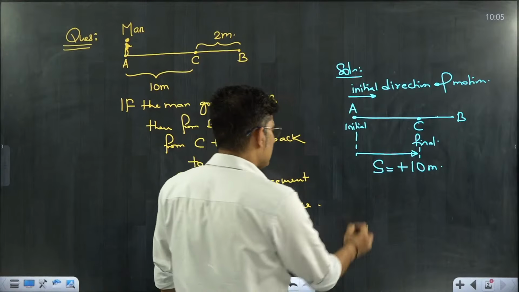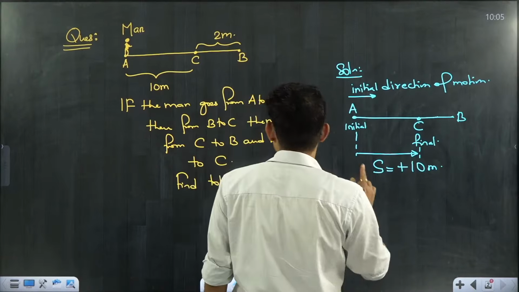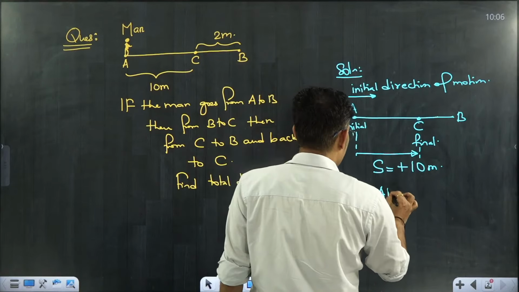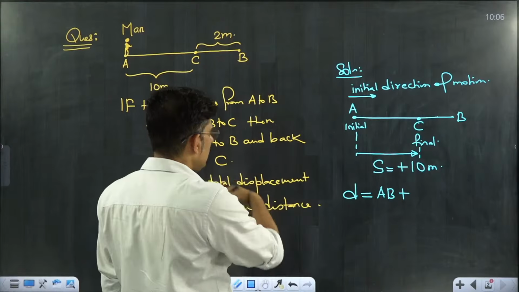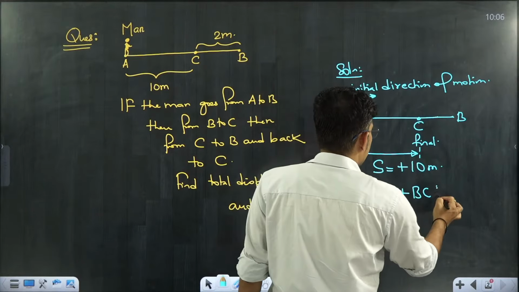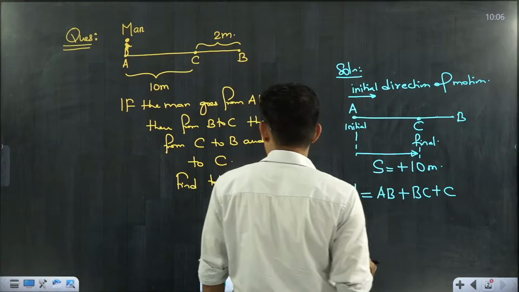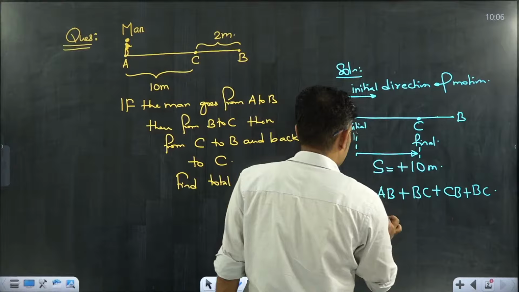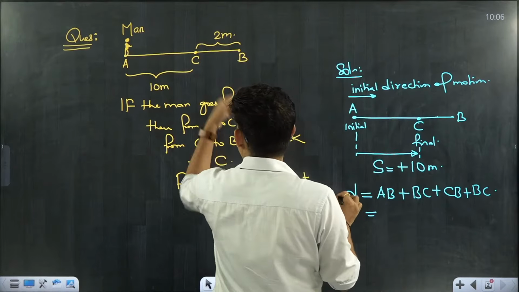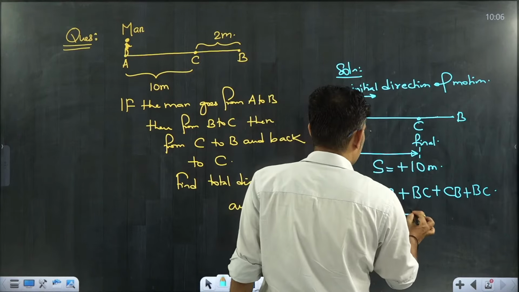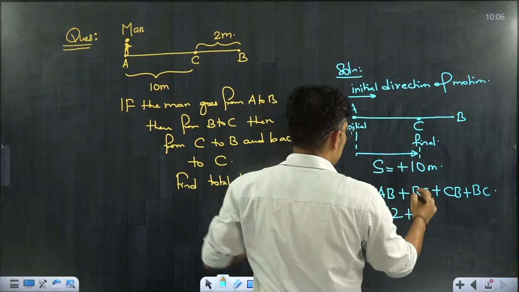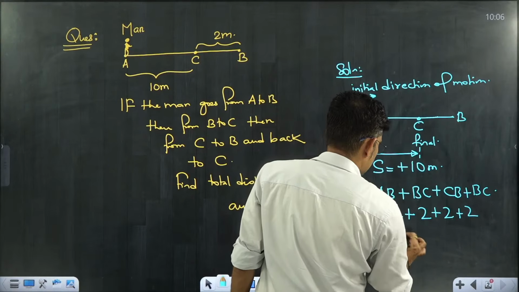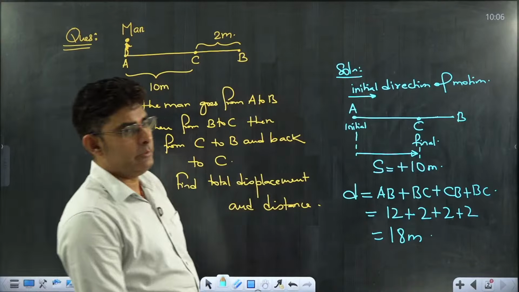Now as far as distance is covered, distance always gets added. So you just keep on seeing, first you move from A to B, then from B to C, then you came from C to B and again back. So AB length is nothing but 12, BC length is nothing but 2, you can see. So this is 18 meter, correct.